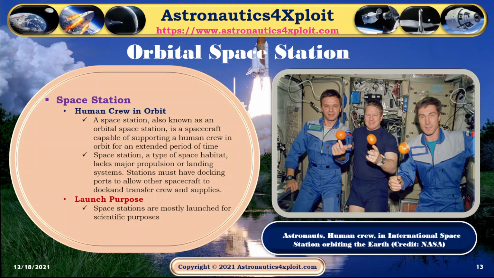Orbital space station. A space station, which is also known as an orbital space station, is a spacecraft which is capable of supporting a human crew in orbit for an extended period of time. Space station, a type of space habitat, lacks major propulsion or landing systems. Stations must have docking ports so as to enable spacecraft to dock and transfer crews and supplies. Space stations are mostly launched for scientific purposes. This picture shows astronauts, human crew, on board the International Space Station orbiting the Earth.